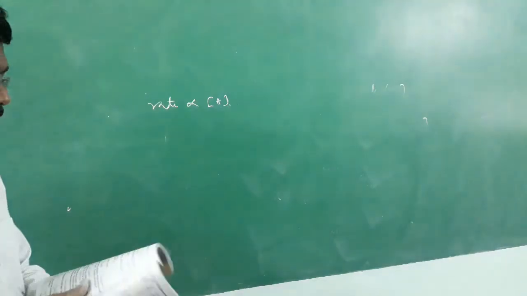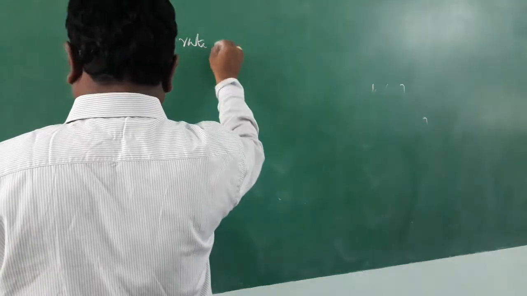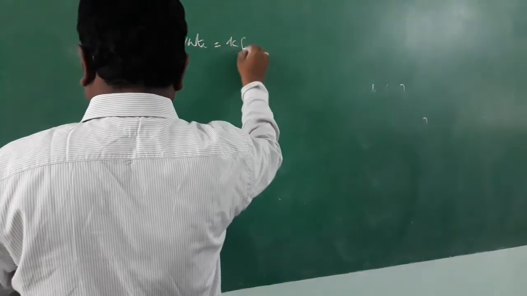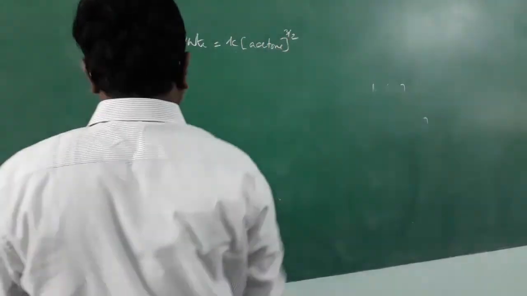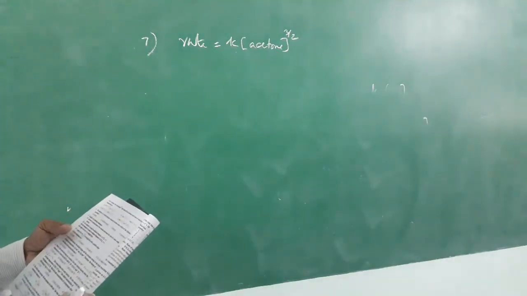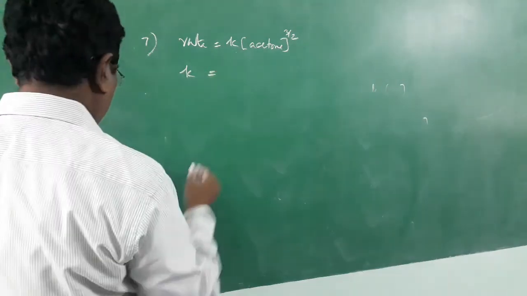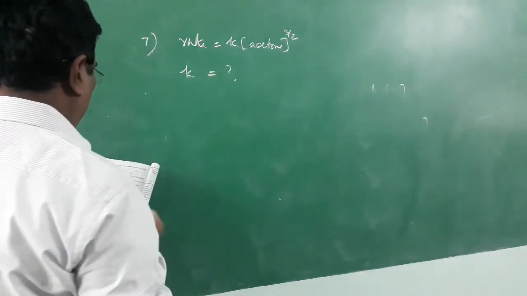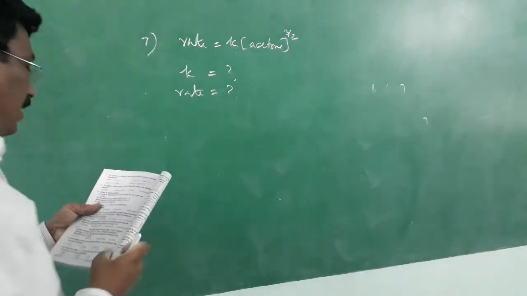Then 7th question. For a reaction, rate is equal to K into concentration of acetone to the power 3 by 2. Then the unit of rate constant and rate of the reaction. Unit of rate constant as well as rate, both they have asked.